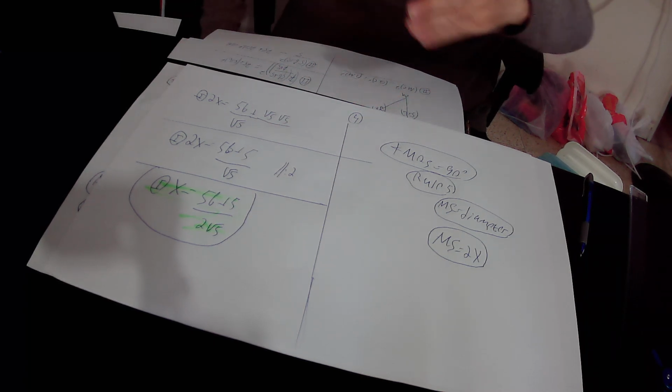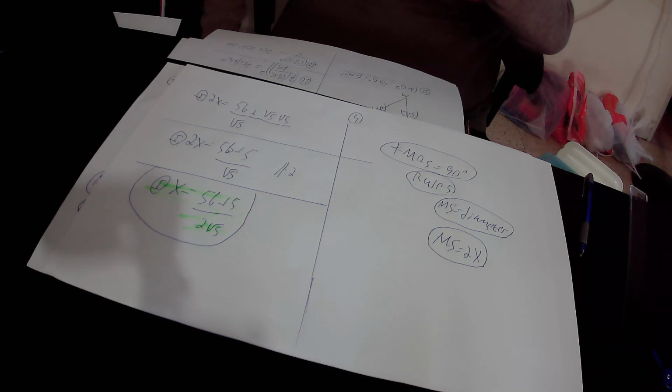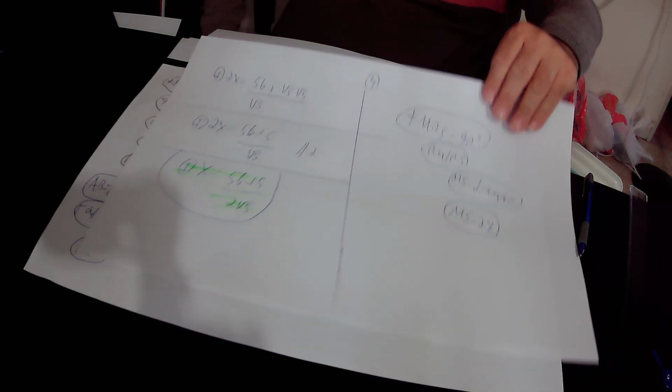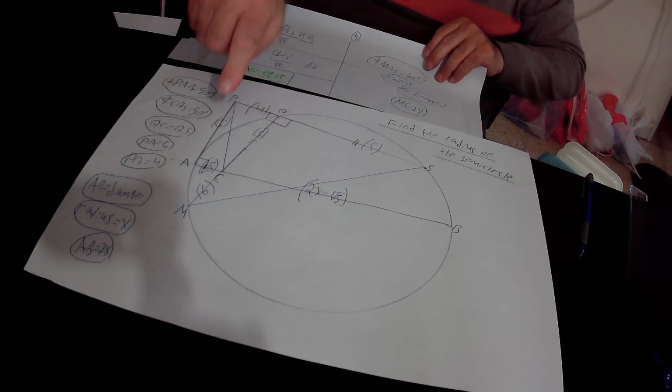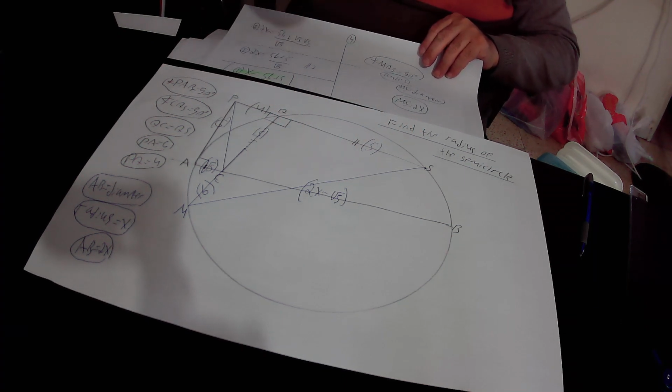I remind you that x is the radius that we are looking for. According to our definition, x is the radius of this semicircle, and we have to find the value of x. Okay?